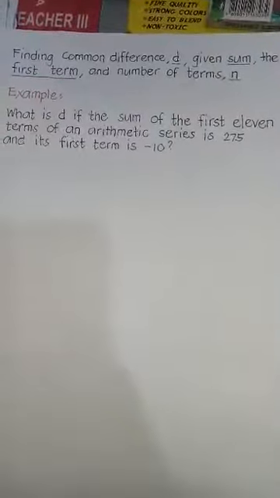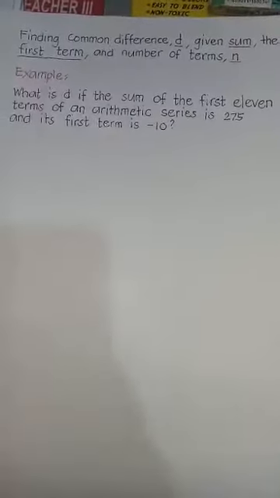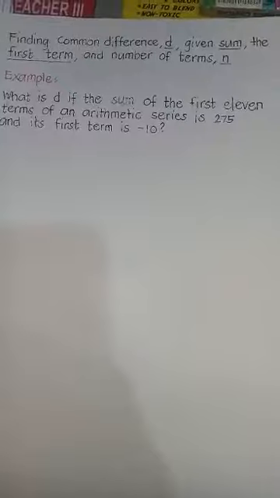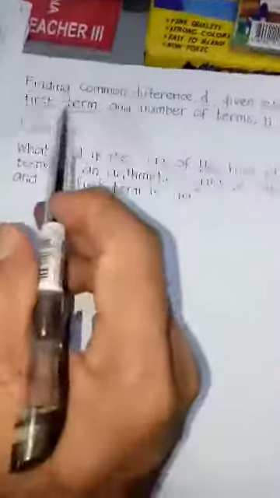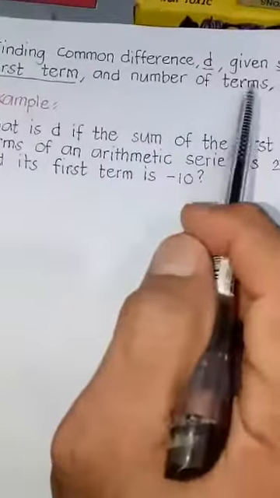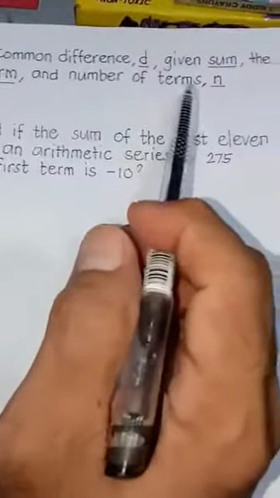This topic is still for grade 10 students. So in this topic, we're going to find common difference D where the sum is given. The sum here is given, the first term is also given, and the number of terms n is also given.